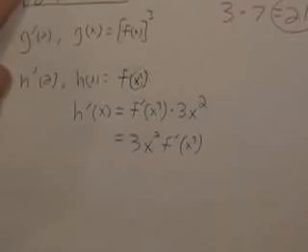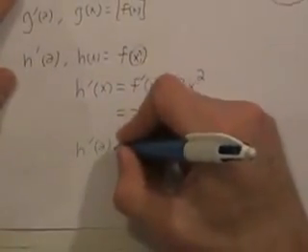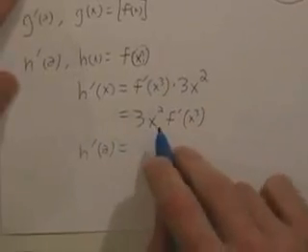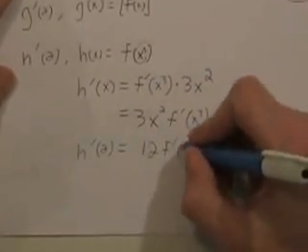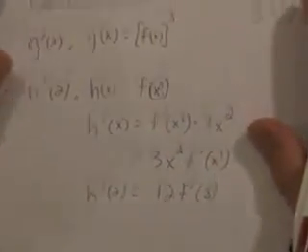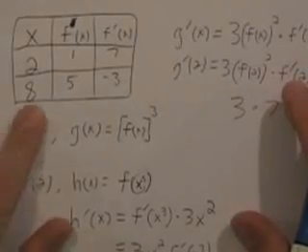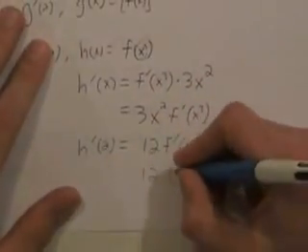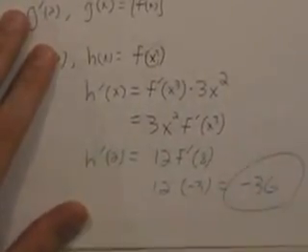And then all we have to do is plug in 2. So h prime of 2 is 3 times 2 squared, which is 12, times f prime of 2 cubed, which is 8, which is why they gave us this thing here. The answer is 12 f prime of 8. F prime of 8 is minus 3. So it's 12 times minus 3, or minus 36.